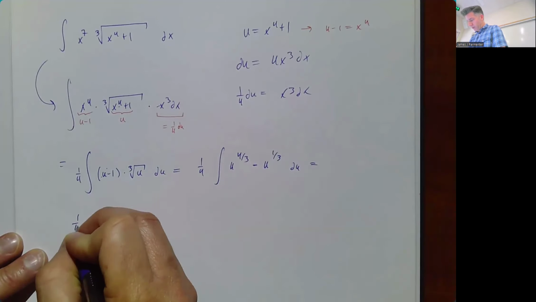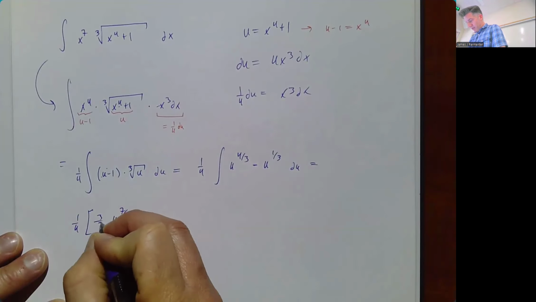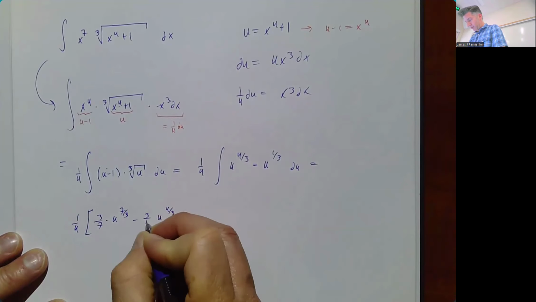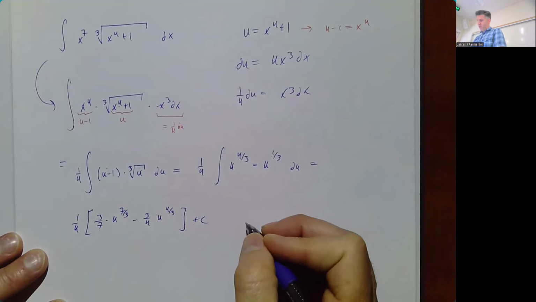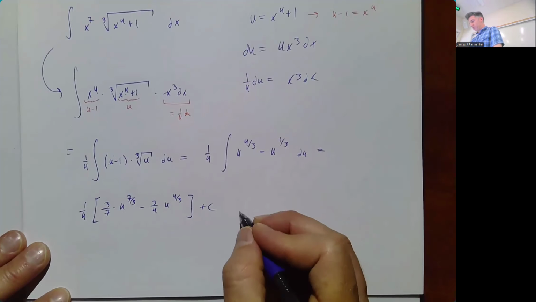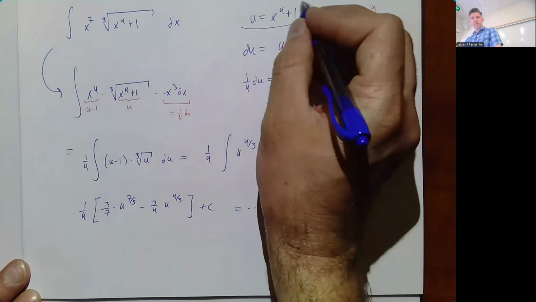You get 1/4 times u to the 7/3 times 3/7 minus u to the 4/3 times 3/4 plus c, and then you plug back in u equal to that, and you get your final answer, which I think you all can do on your own. Plug back in u equal to x to the 4th plus 1.